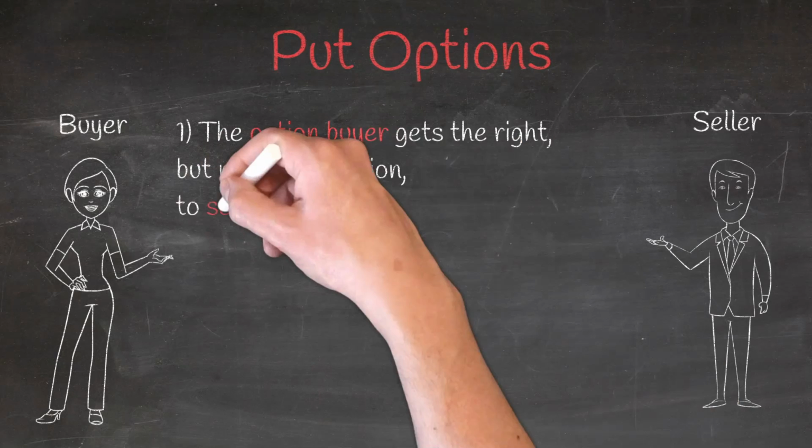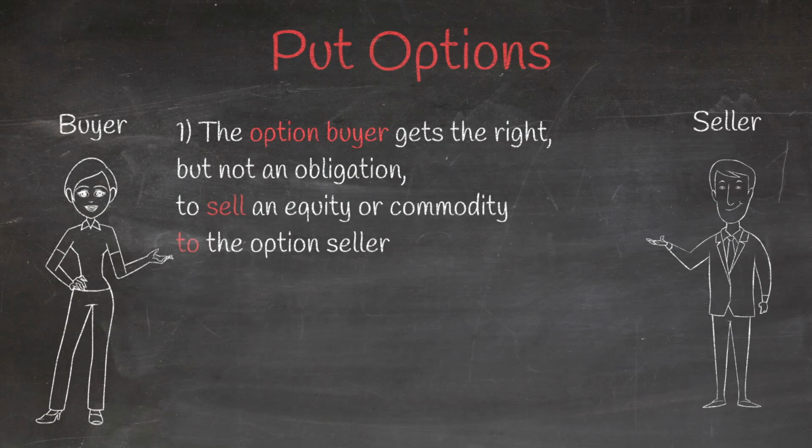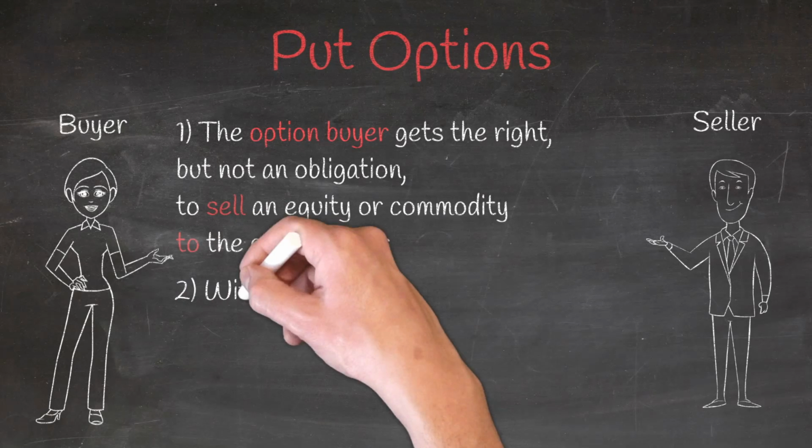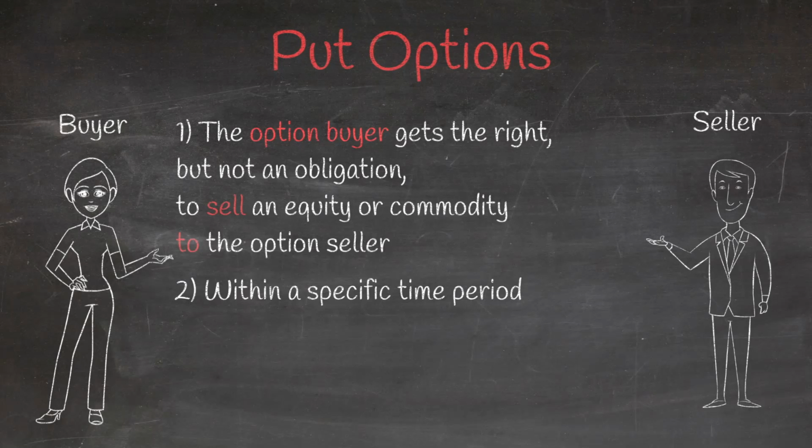With a put option, the buyer gets the right but not an obligation to sell underlying security, like Apple stock, to the option seller within a specific time period and at a set price, known as the strike price.